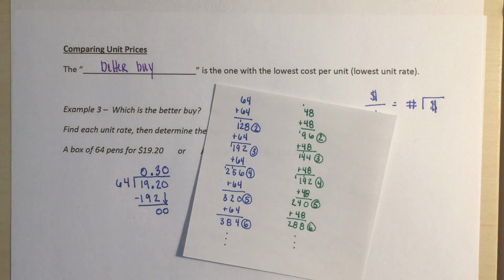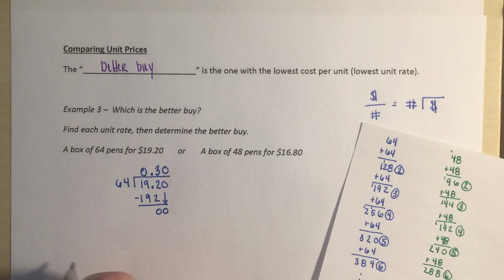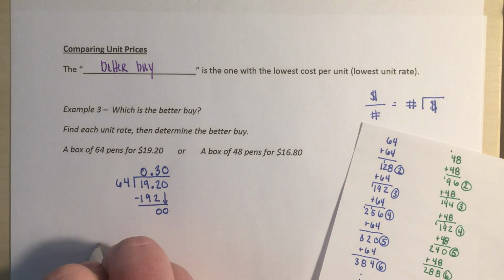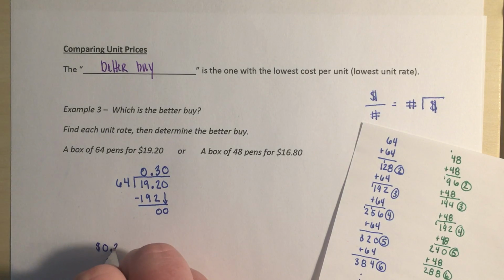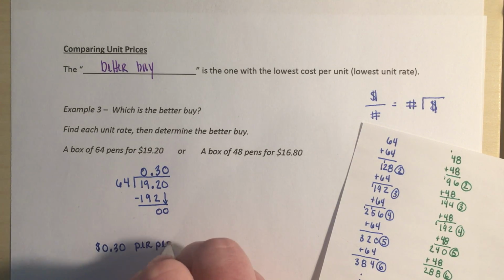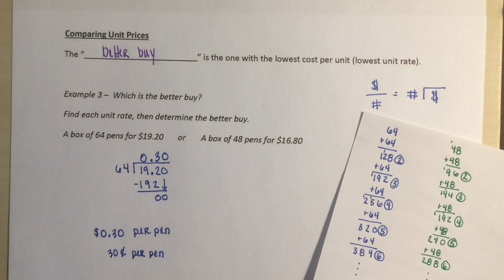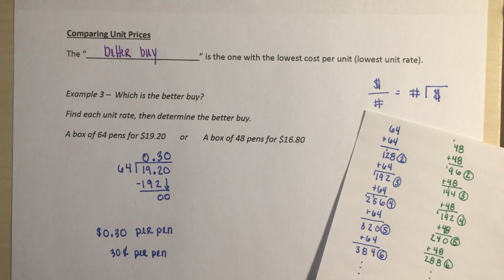So if we look at that, there is our unit price. As money, we could write this a couple of different ways. We could write $0.30 per pen, or we could write 30 cents per pen. Both of those are different ways of writing our unit rate.